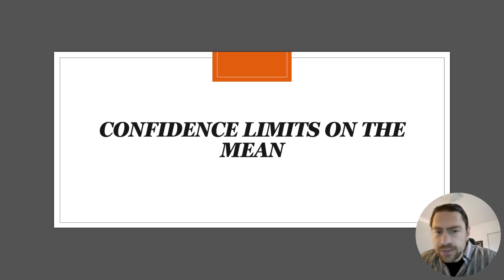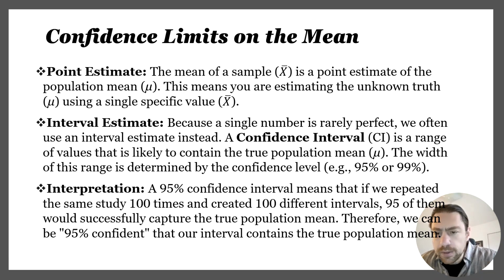Okay, so in the last section of this lecture, we're going to talk about something called confidence limits, or confidence intervals. Okay, so what are confidence limits? Well, let's take X bar. X bar is the sample mean, and recall that X bar is an estimate of a population parameter, the population mean, mu. So X bar is an estimate of mu.